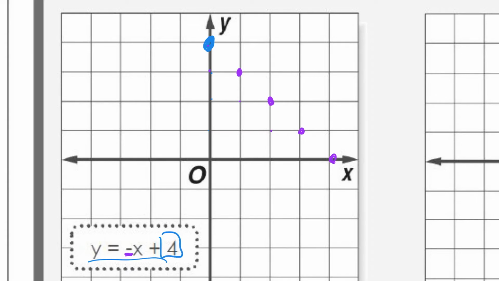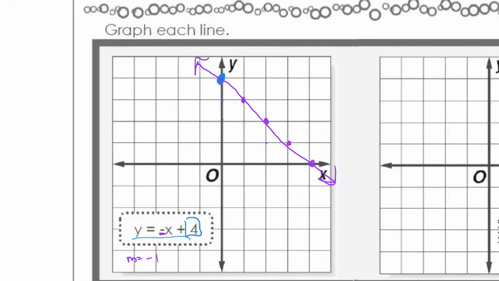We always fill up our entire graph with plot points before we draw our line. And then we can connect. And there's the line, or the graph of the line of the equation y equals negative x plus 4.